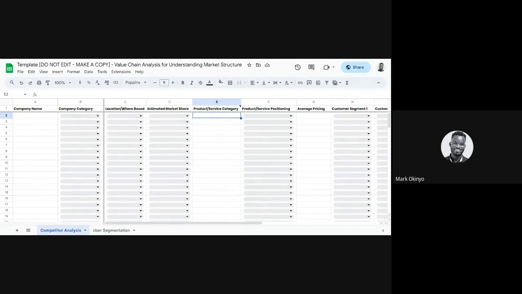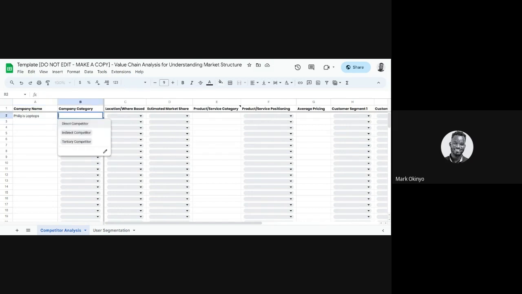For the company, because a company might have different products within the same category, feel free to include the same company as many times as needed. As long as there's a product that you feel might be in competition with what you want to offer, you can have as many of them as possible. So let's say, for example, here we have Philips laptops. And then company category.